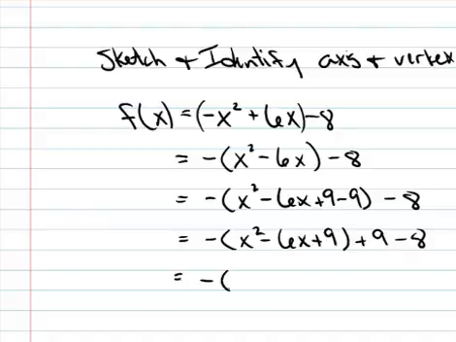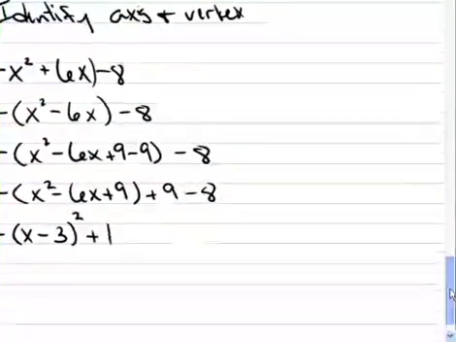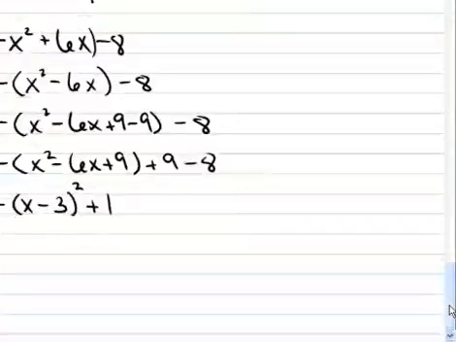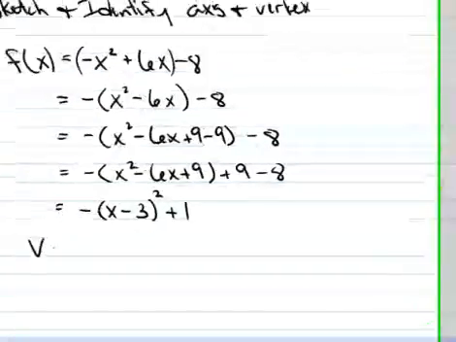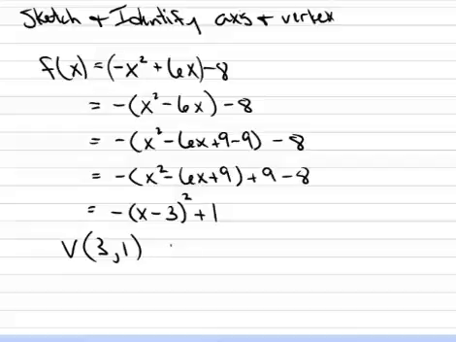So let's see, we have a minus, square root of the first, square root of the second, sign of the middle, squared plus 1. So the vertex is at 3, 1. Axis is at x equals 3.